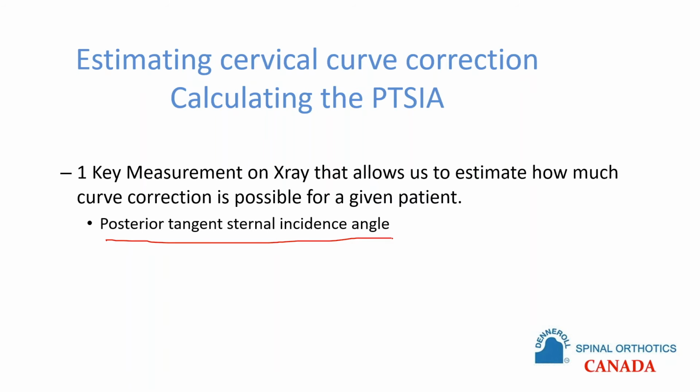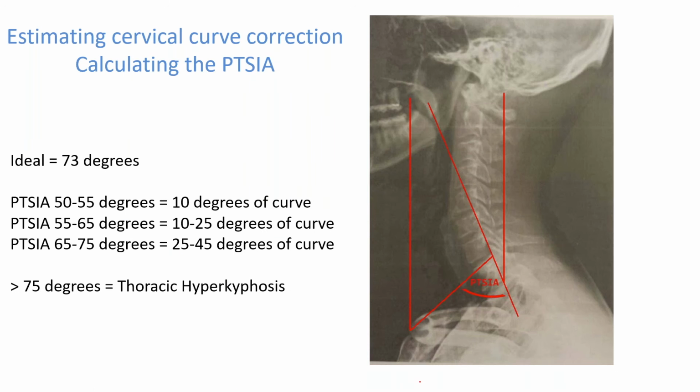So we're going to take this big ugly term here, posterior tangent sternal incidence angle. Again, these fancy mechanical engineering terms. What this really means, this is a morphology measurement. We're measuring the patient's bone structure at their thoracic inlet, and that lets us determine how much curve is possible based on that thoracic inlet, okay? So let's check this out.